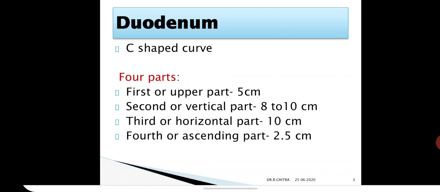First will also be called as upper part, 5 centimeter. Second part is also called vertical part, 8 to 10 centimeter. Third part is also called horizontal part, 10 centimeter. Fourth is the ascending part, 2.5 centimeter. So these are the parts of the duodenum. We should now see each part and its relations. This duodenum may be asked as an essay in the theory exams, or it may be given in the practicals, so that you should describe the relations and also the interior of the second part of duodenum.